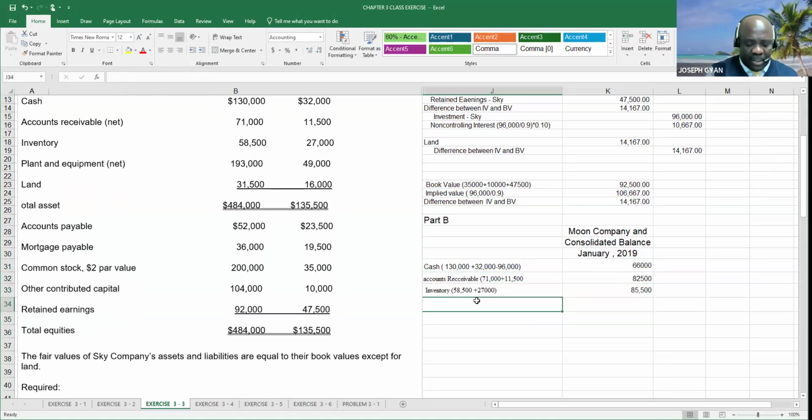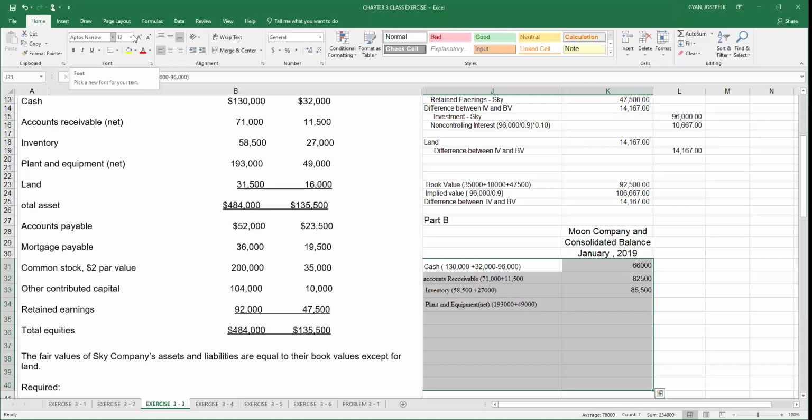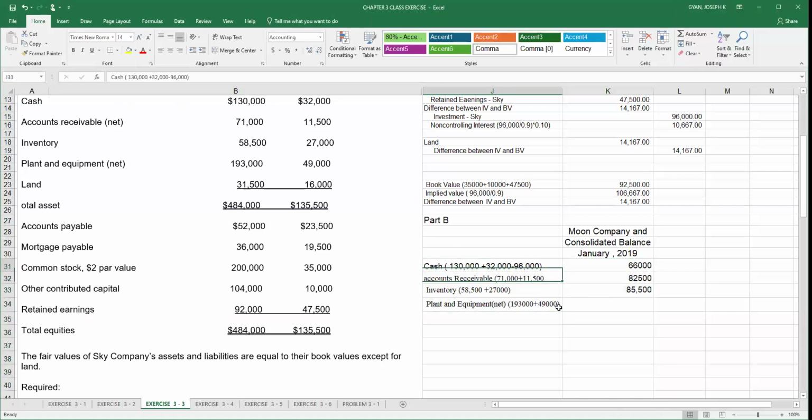Then the next one is what? Plant and equipment. We know it's net, which means after the depreciation, which we have 193 plus 49,000. So how much do we have? 242,000. Okay, 242.